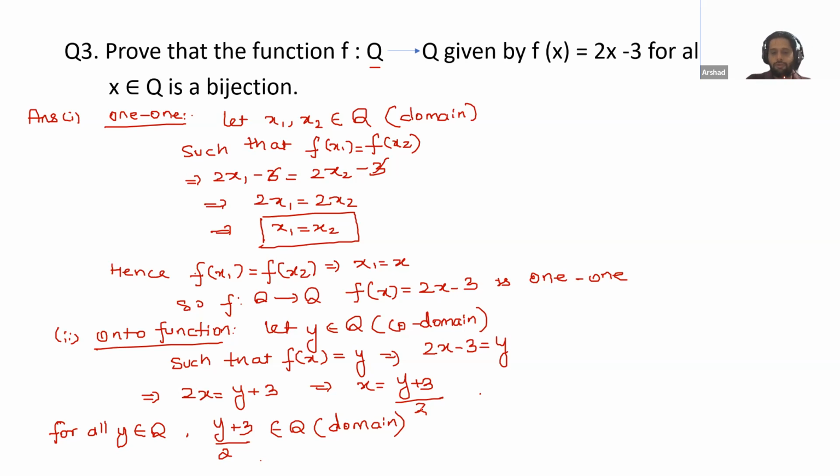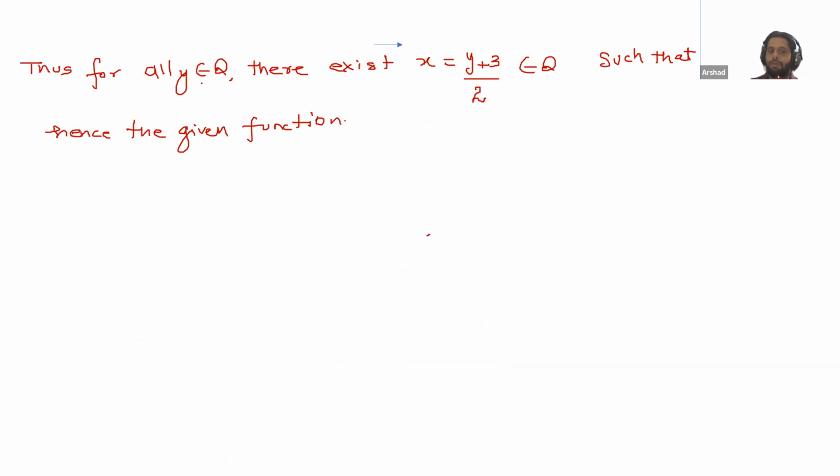So in place of y, Noma, if you put any rational number, suppose you put 1.5 here, you will get 4.5, so 4.5 by 2 is a rational number. That means in place of y, if you put any rational number, the result will always be a rational number. Same thing we have written here: for all y belongs to Q, Q means rational numbers, this value always belongs to Q. Thus, for all y belongs to Q, there exists x, which is equal to this, belongs to Q, and such that f(x) is equal to y, this we always write so that we get a relation between x and y. Hence, the given function is onto.